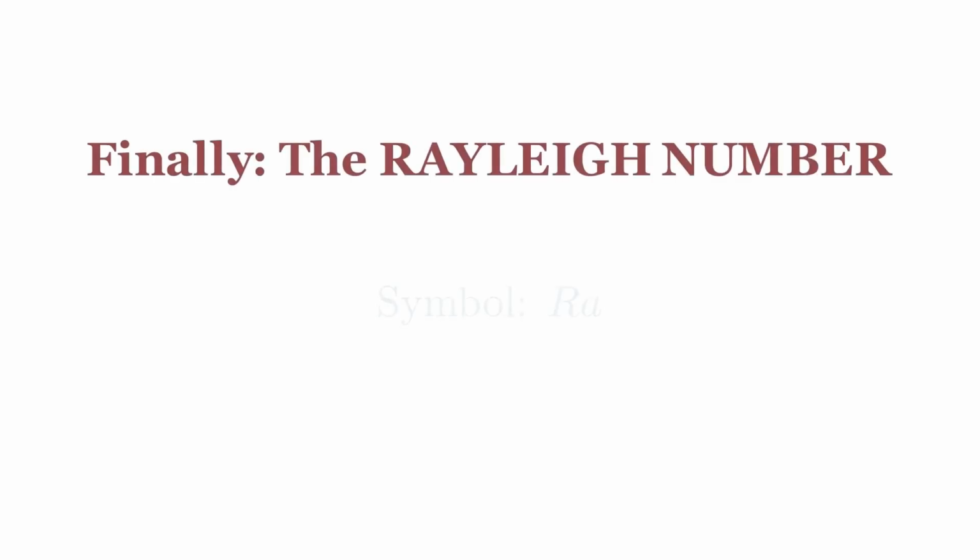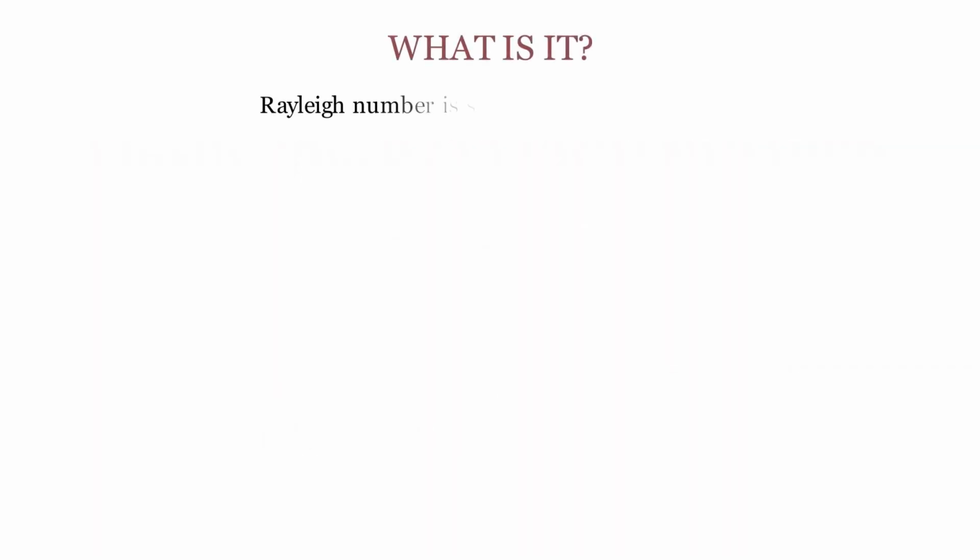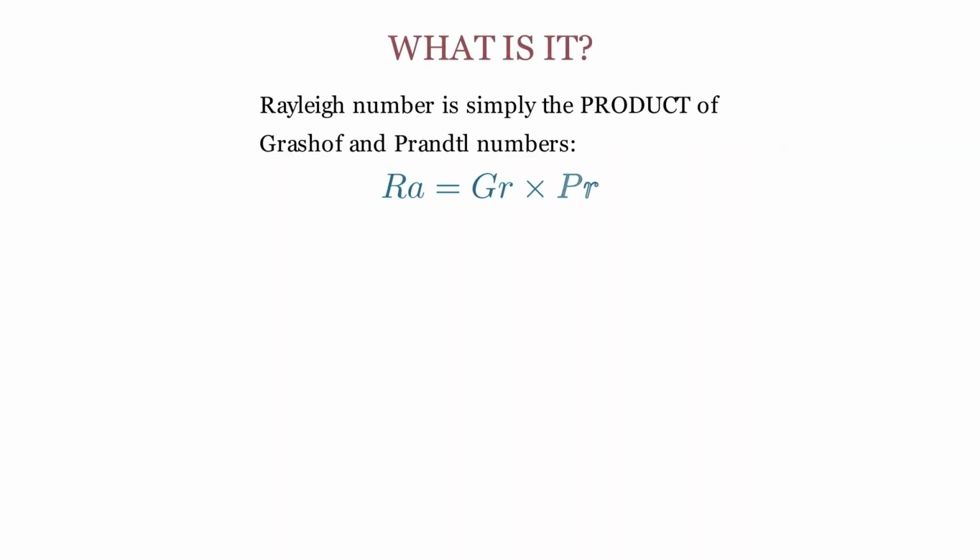Finally, the Rayleigh number, symbol Ra. This is the ultimate dimensionless number for natural convection. What is it? Rayleigh number is simply the product of Grashof and Prandtl numbers. Ra equals Gr times Pr.